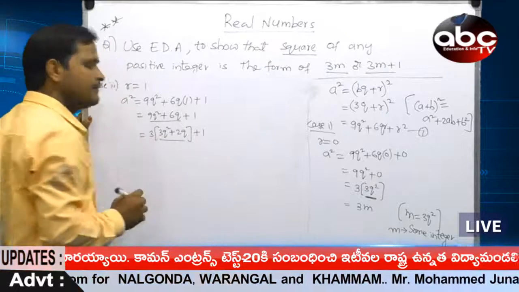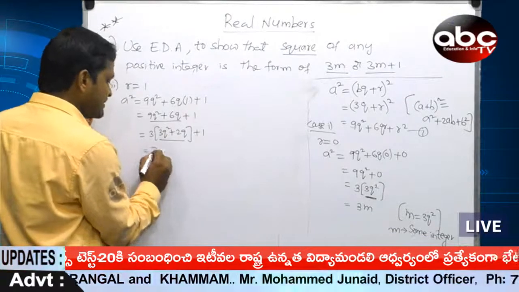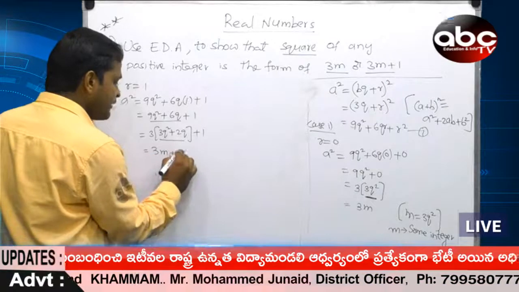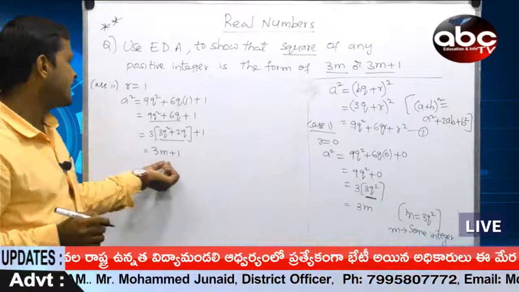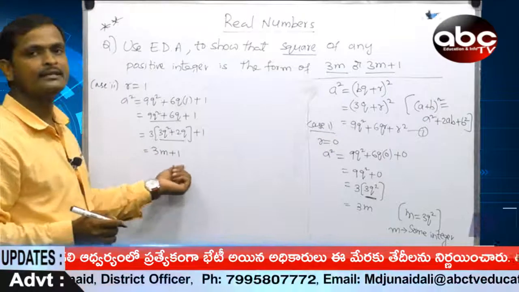In place of 3q square plus 2q, you can write some integer, that is m. Therefore, is it in the form of 3m plus 1? Here 3m, here 3m plus 1.